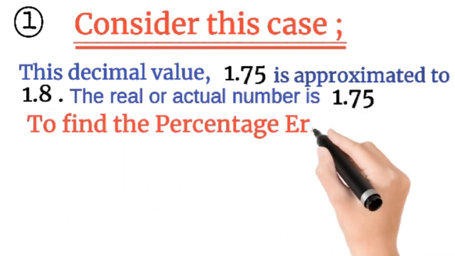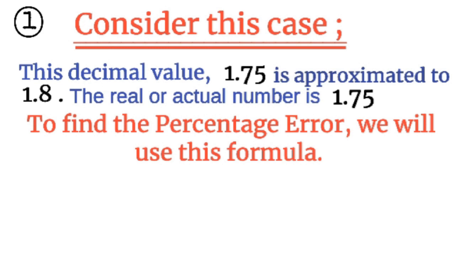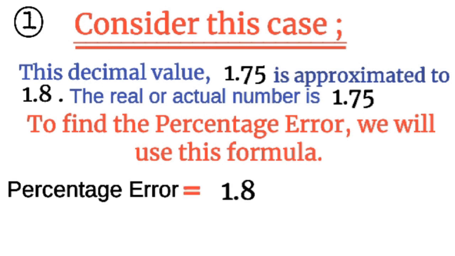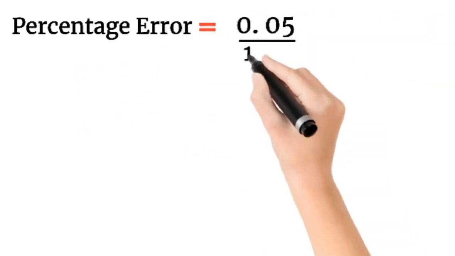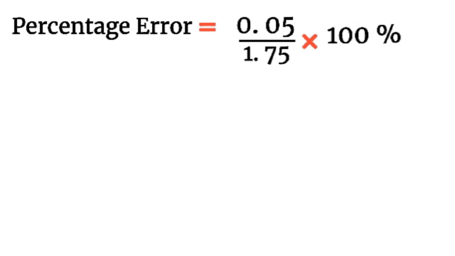This is case 1. This decimal value, which is 1.75, is approximated to 1.8. The real or the actual number is 1.75. To find the percentage error, we will use this formula. Percentage error is equal to 1.8, which is the approximated value, minus 1.75, which is the real number, all over the real or actual number, multiplied by 100%. 1.8 minus 1.75 is 0.05, all over the real value, which is 1.75, multiplied by 100%.